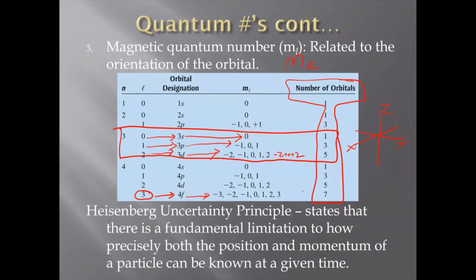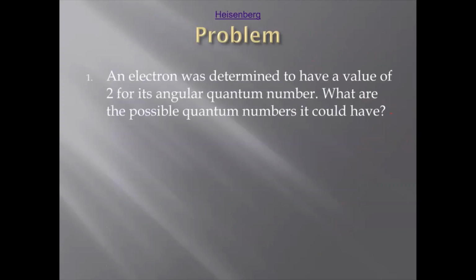All right, so again, the Heisenberg uncertainty principle states that there's a limitation between knowing how precisely both position and momentum of a particle can be known at a given time. So let's look at a couple examples that involve using these quantum numbers that we've looked at. So the first example: an electron is determined to have a value of 2 for its angular quantum number. What are the possible quantum numbers it could have?